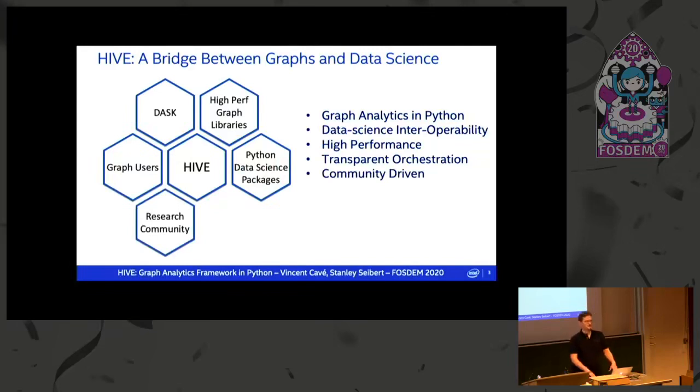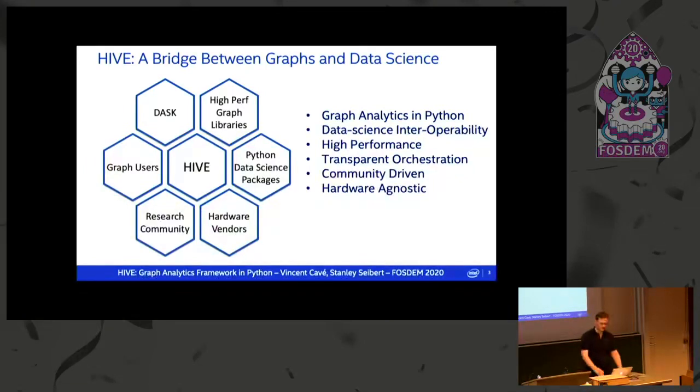We want this to be a community-driven effort, right? There's a number of data science packages, there's a number of high-performance graph libraries, and we can't just tackle everything by ourselves. So we want to give out the frameworks and the interfaces, and have people contribute to it. And finally, we want this to be hardware agnostic, so we want to be able to plug in as many hardware vendors' hardware as possible, but do nothing in the architecture that would lock you into some ecosystem.